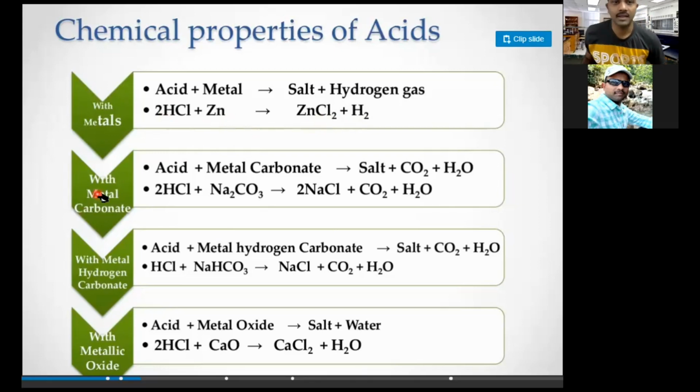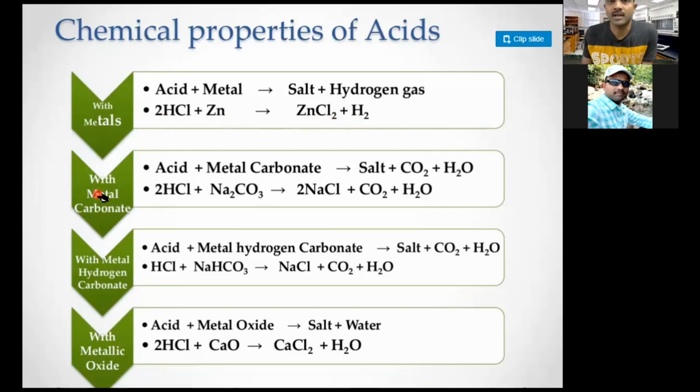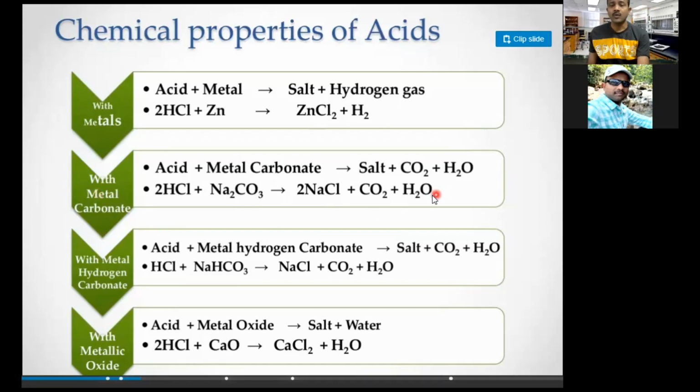Now, when acid reacts with metal carbonate, take HCl reacting with Na2CO3. In sodium carbonate, there is carbon dioxide. When you heat the sodium carbonate, it releases carbon dioxide. Okay. When it reacts with the acid, some fumes will come out from that reaction. Those fumes are due to the release of carbon dioxide gas. Okay, here it will give carbon dioxide gas and water, and it will form sodium chloride salt.